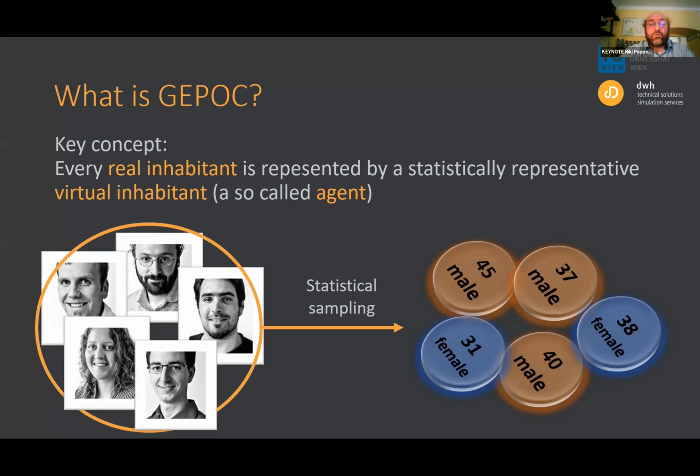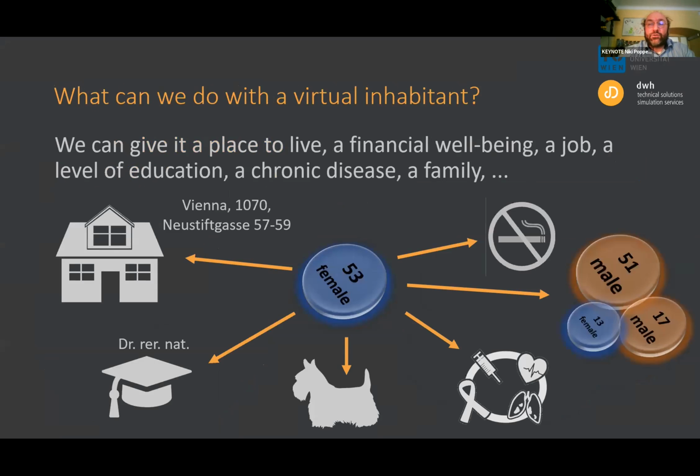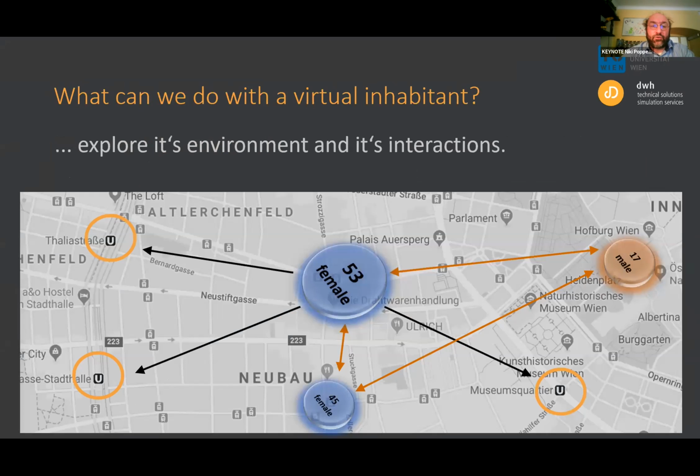The basic idea is pretty easy. We have statistical representatives as virtual inhabitants, which are quite simple at the beginning: we have only sex and age and some additional information. But the big idea is that, depending on the research question, you can add additional information in detail as you like. For example, the address or sociodemographic aspects, or information on the health status or on the living status, and so on, can be introduced.